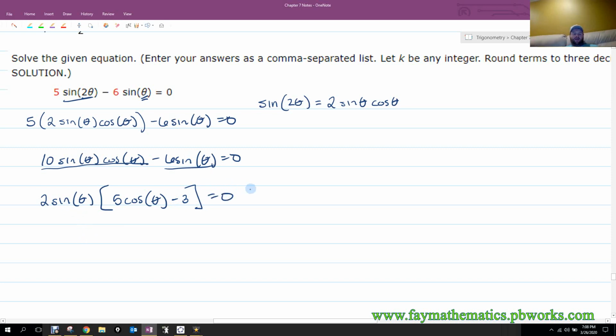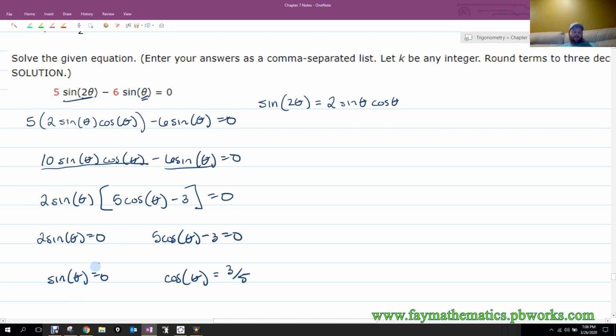So now I've got a product of two factors gives me 0. So it means 2 sine theta is equal to 0, and it gives me 5 cosine theta minus 3 is equal to 0. Solving both these for sine of theta, this one gives me sine of theta is equal to 0. This one here gives me cosine of theta is equal to 3/5. Okay, this one's not bad.